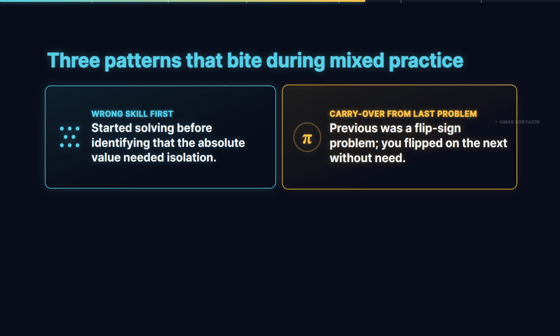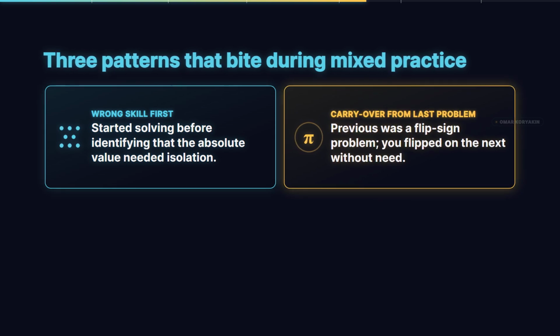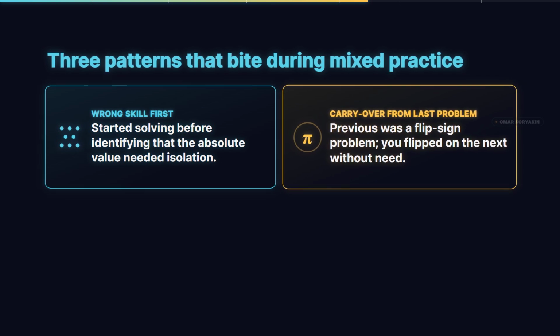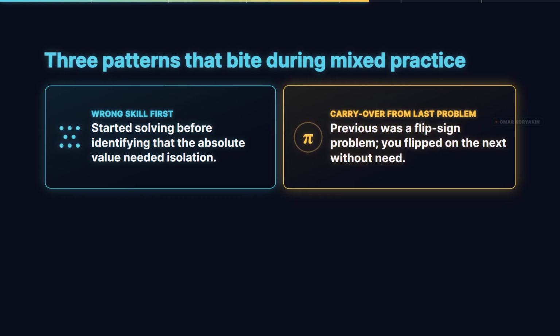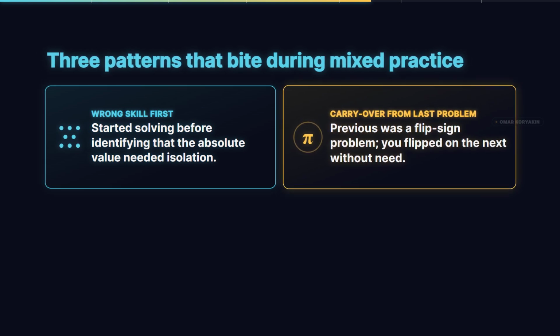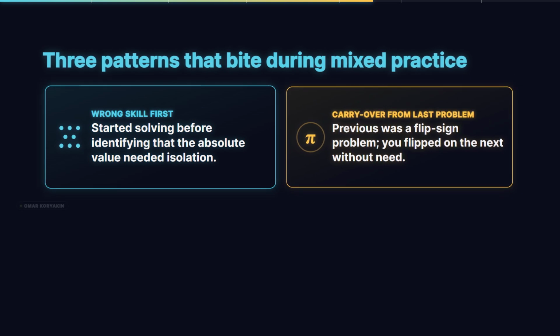Second pattern: carrying the previous problem's mental model over to the next problem. The previous problem required the flip sign rule because of a negative coefficient, so on the next problem you flip the inequality direction, even though the new problem has no negative multiplier.